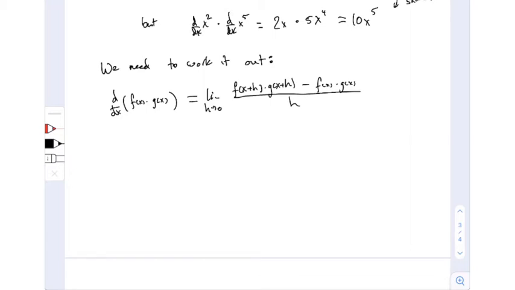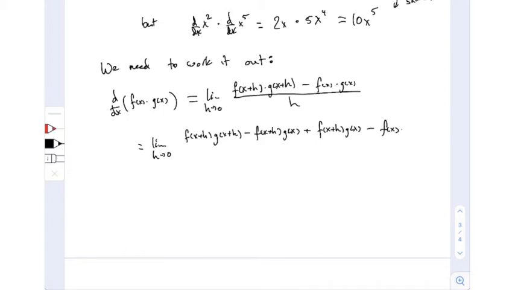And what can we do with this? When you look at this, it's actually not obvious what you should do next, but there's sort of a tricky little trick, which you've probably seen this kind of trick before. In order to make this work, you kind of have to know how to do it. It's very hard to come up with this kind of trick on your own, but what I'm going to do is add and subtract the same thing. This is f of x plus h times g of x plus h. I'm going to go minus f of x plus h times g of x, plus f of x plus h times g of x, and then minus the last part.